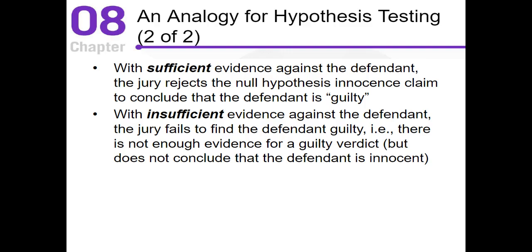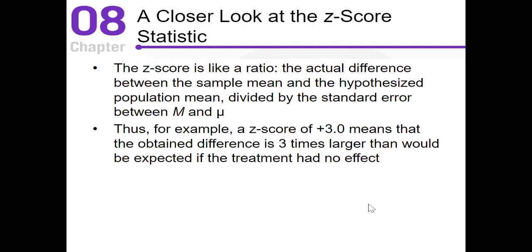With insufficient evidence, the jury is going to fail to find the defendant guilty, because there's not enough evidence. They're going to say not guilty, although they can't conclude that the defendant is indeed innocent. It wasn't proven. If we take a closer look at the z-score statistic, the z-score is like a ratio.